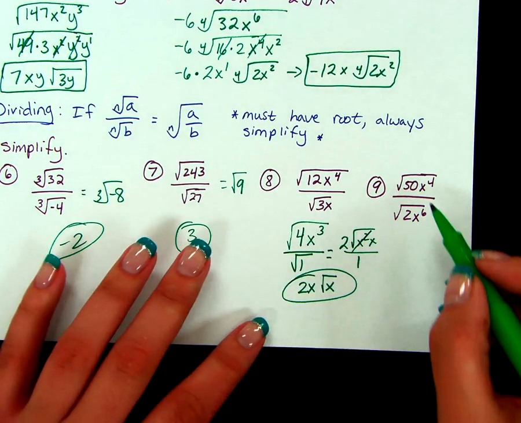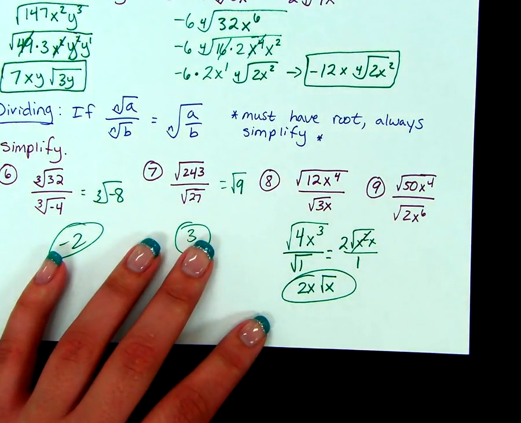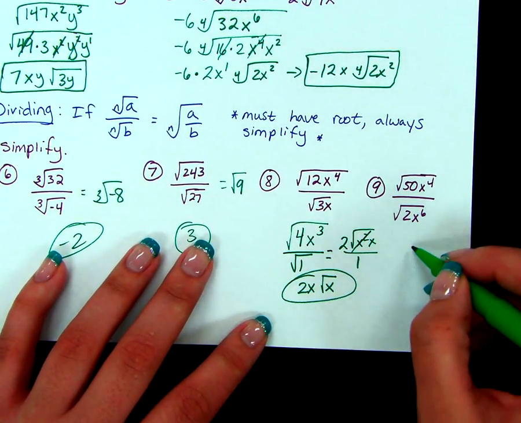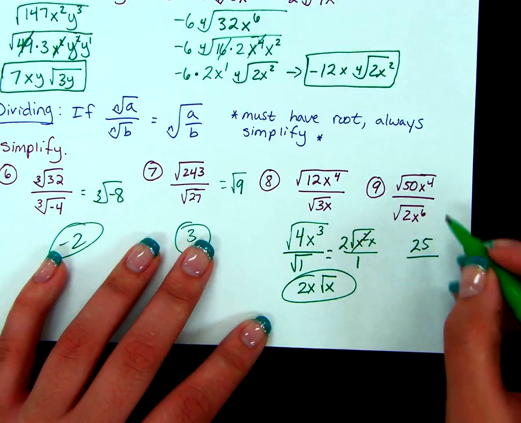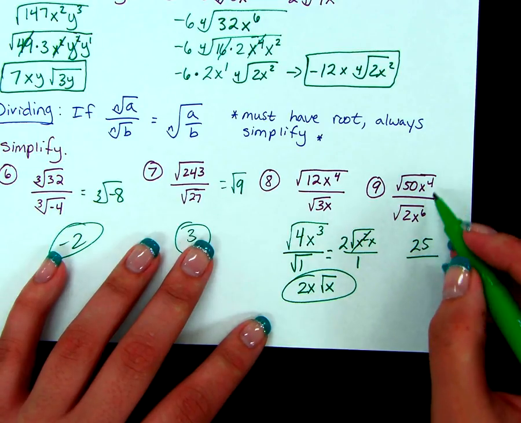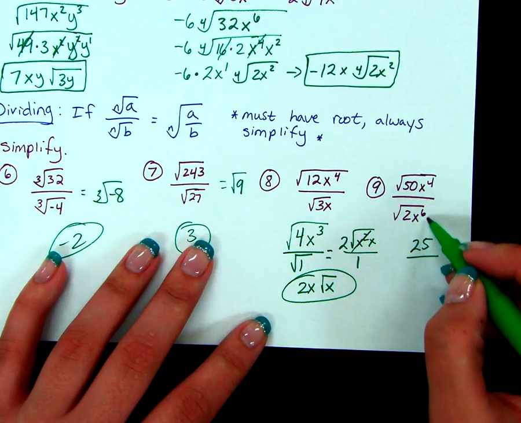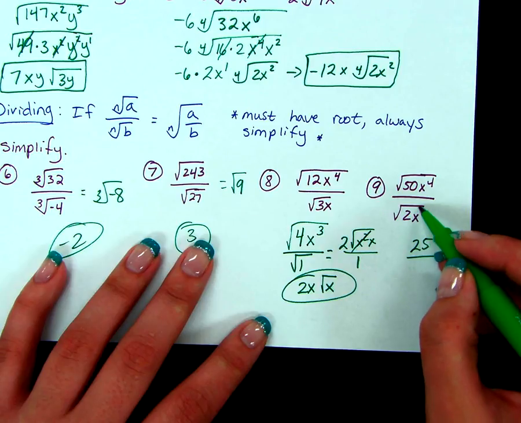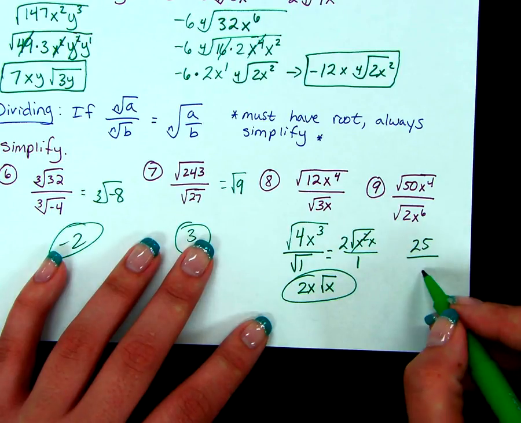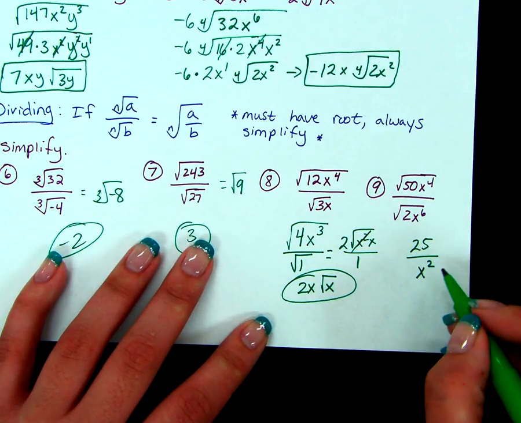And our last example, so again, square root and square root. So 50 divided by 2 is 25. And then we have 4 x's in the numerator, 6 in the denominator. So if we subtract, we would get 2. And because we have more in the denominator, that's where our simplified answer needs to go. So this will be an x squared.